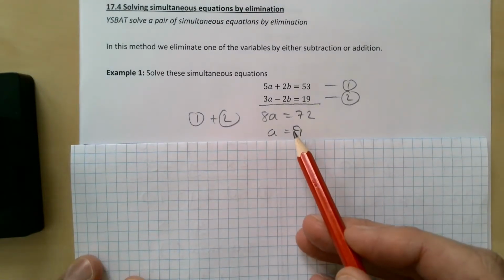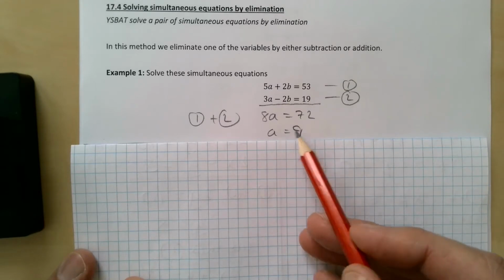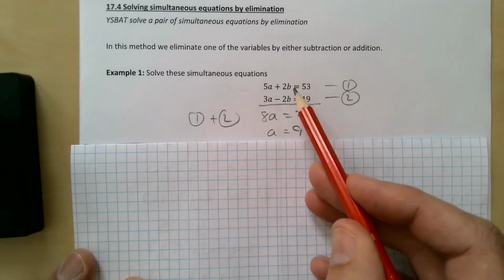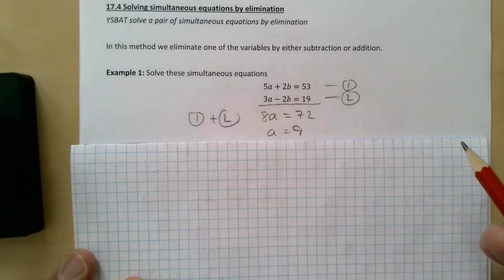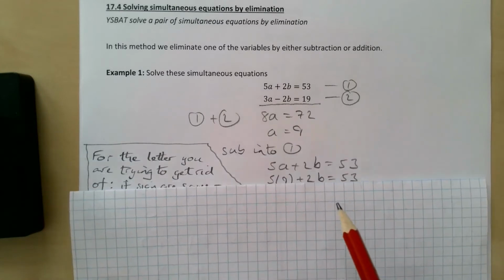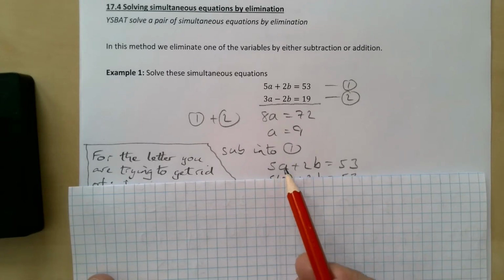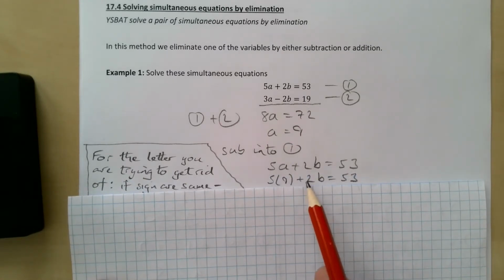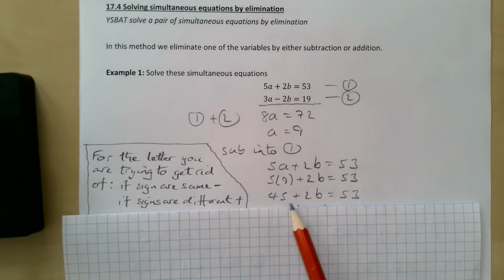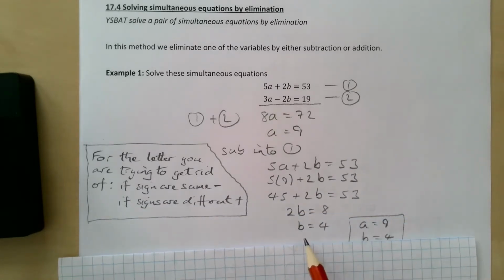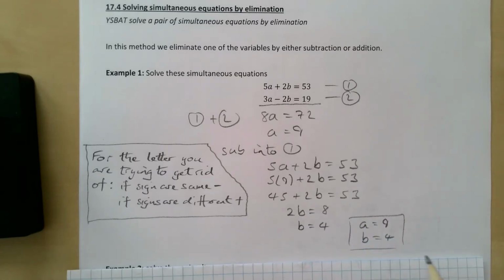So I've worked out a, now I need to work out b. So I'm going to substitute my a equals 9 back into equation 1. You can substitute it into either, but I'm going to substitute it into equation 1 because it looks a wee bit easier. There's no minuses or anything like that. So substitute into 1. 5a plus 2b is 53, that's my equation 1. I'm now going to exchange my a for a 9. 5 times 9 plus 2b is 53. 45 plus 2b is 53. 2b then is going to be 8, and b is going to be 4. At the end, it's always good, the examiner likes it if you write down a equals 9, b equals 4.